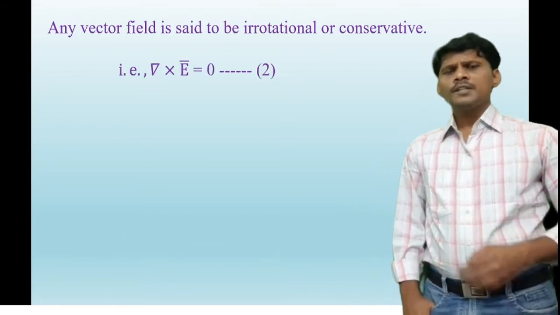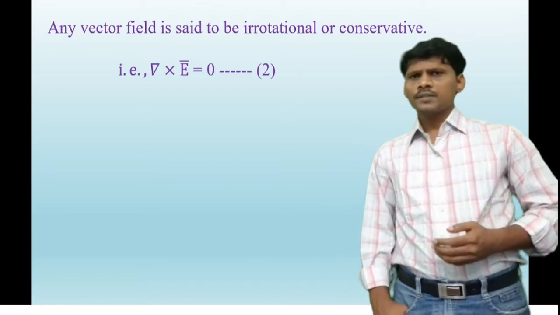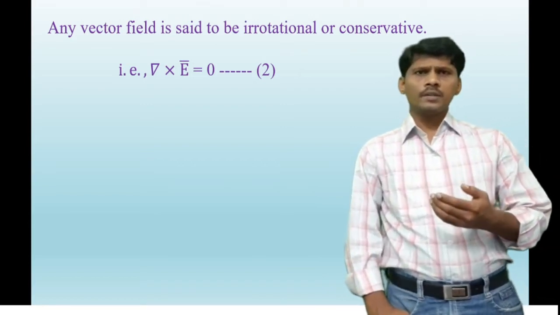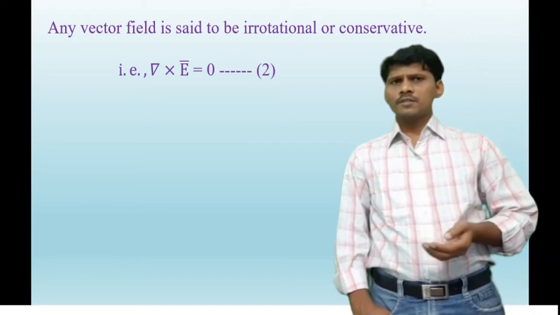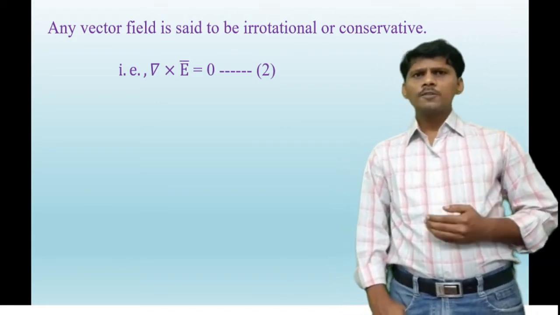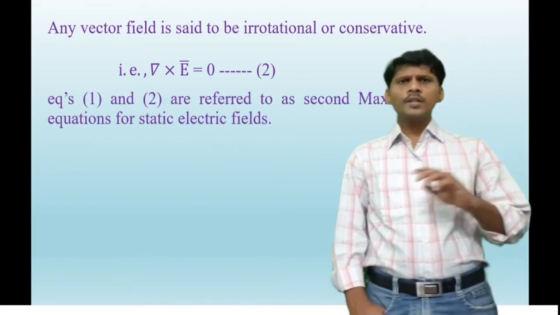Any vector field E bar is said to be a solenoidal field, irrotational field or conservative field, that is, del cross E bar is equal to 0. So equations 1 and 2.